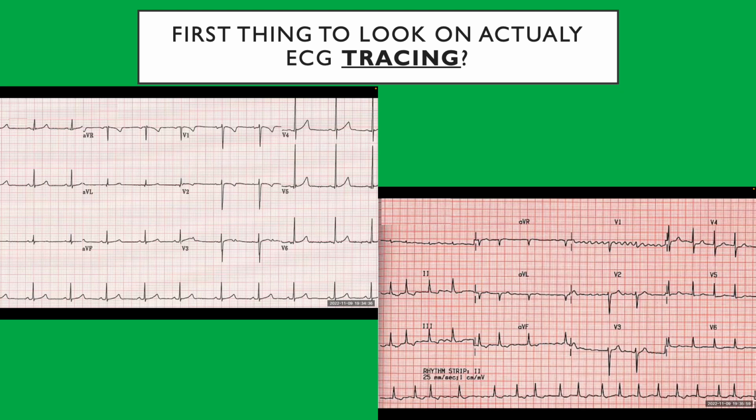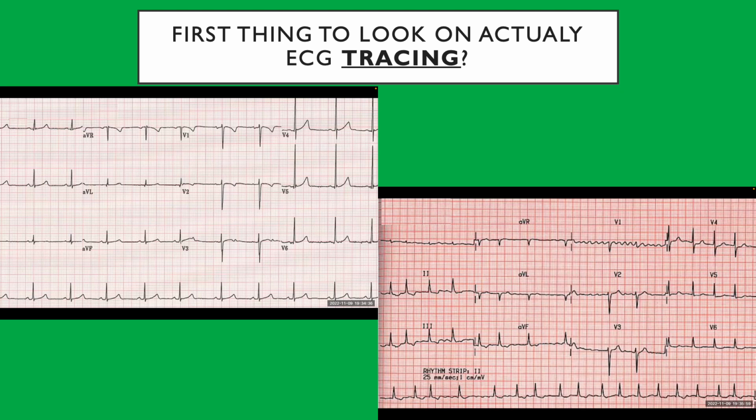So what is the first thing we look at on the tracing? Frequency? Regular, irregular? Sinus? Okay, so you said the rate. When you say frequency, you don't say frequency, you say rate. There is a name for it. And you said regular, irregular, or you say rhythm. Okay, good. So the first thing we look at is the rhythm.